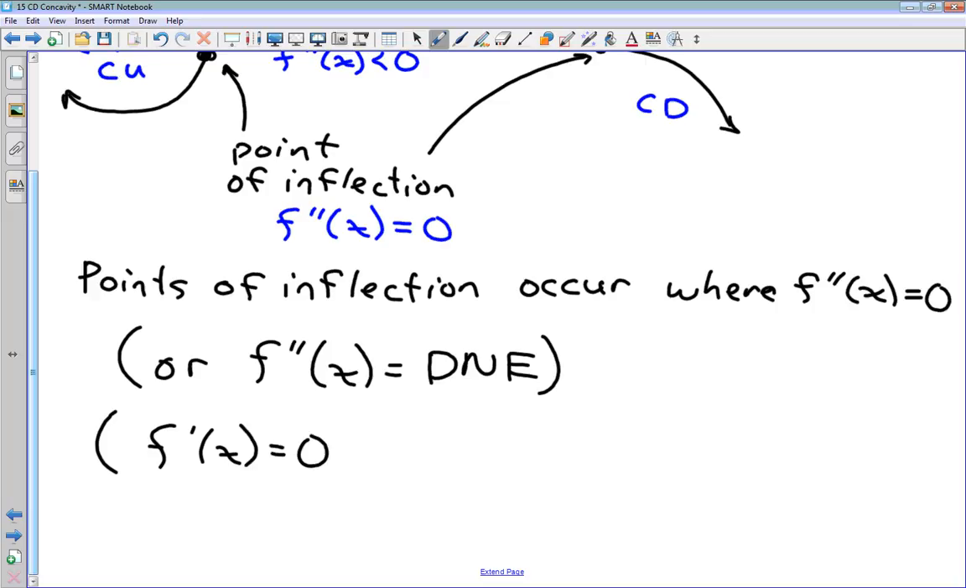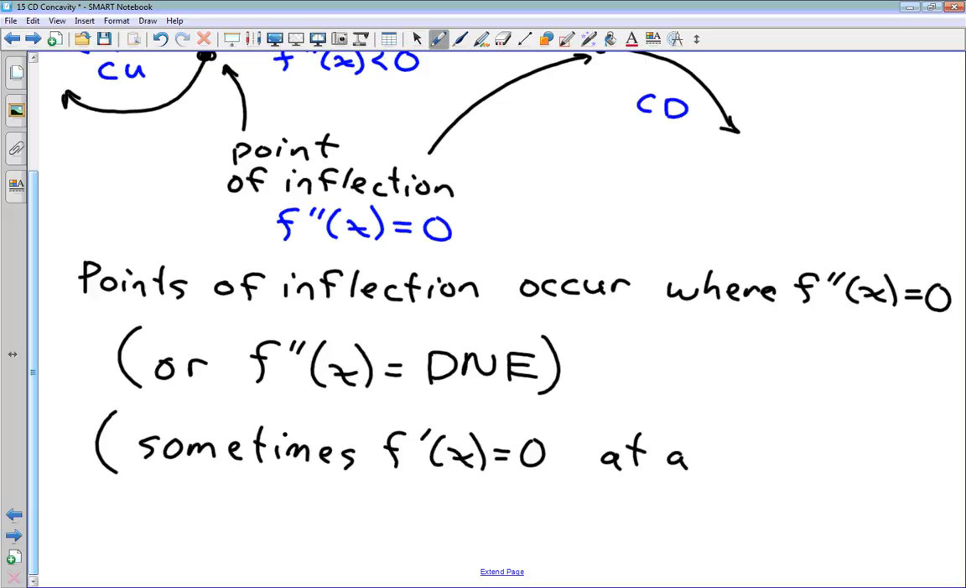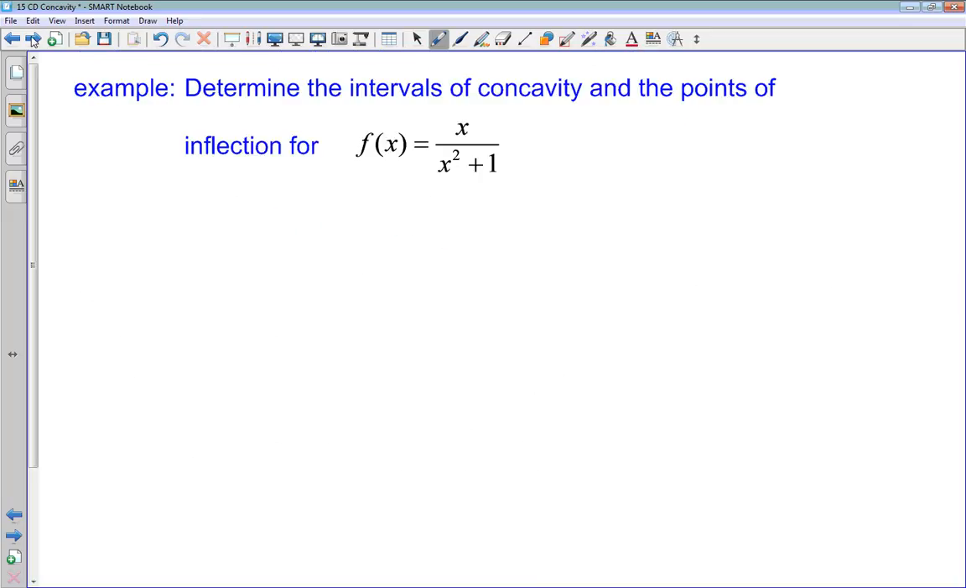First derivative can also equal 0 sometimes. So f prime of x equals 0. So let's rewrite that. Sometimes the first derivative is equal to 0 at a point of inflection. Not always, but sometimes.